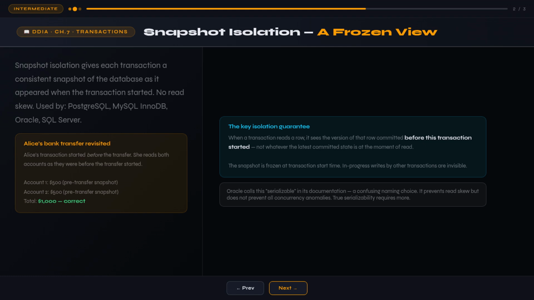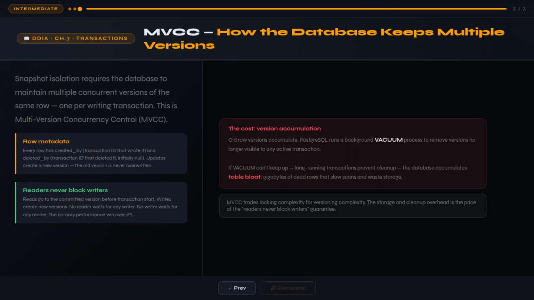Snapshot isolation is the default in PostgreSQL, MySQL InnoDB, Oracle, called serializable in Oracle's documentation, confusingly, and SQL Server. It's one of the most important correctness features a database can offer. Snapshot isolation requires the database to maintain multiple versions of the same row simultaneously, one for each transaction that is written to it. This technique is called multi-version concurrency control, or MVCC.